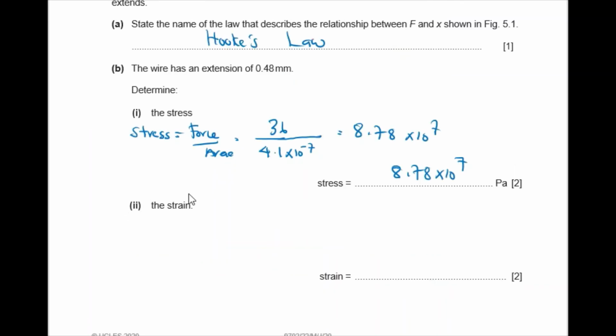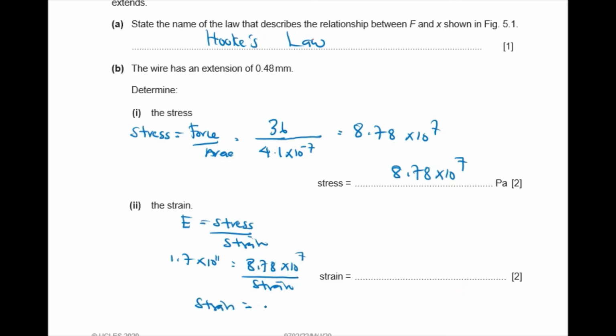B2, determine the strain. Young modulus equal to stress divided by strain. Young modulus is given as 1.7 × 10^11, stress 8.78 × 10^7, and then you have to calculate the strain. So strain equal to 5.16 × 10^-4.